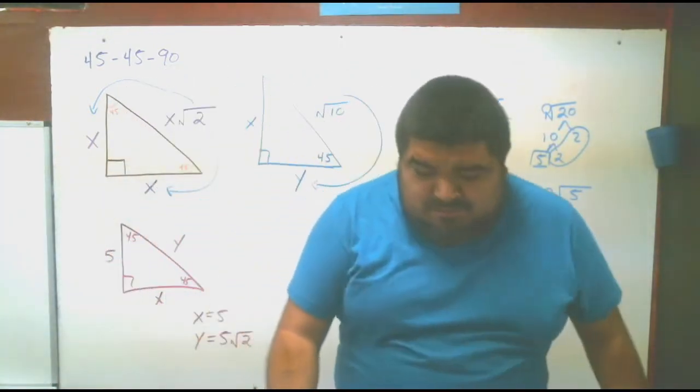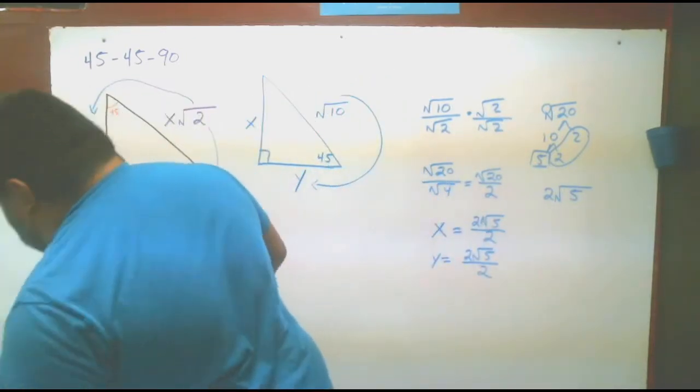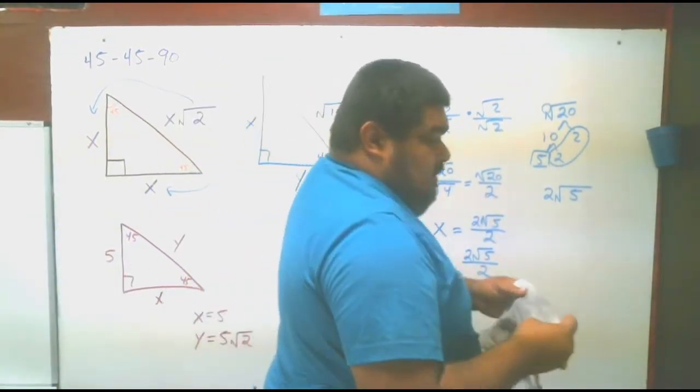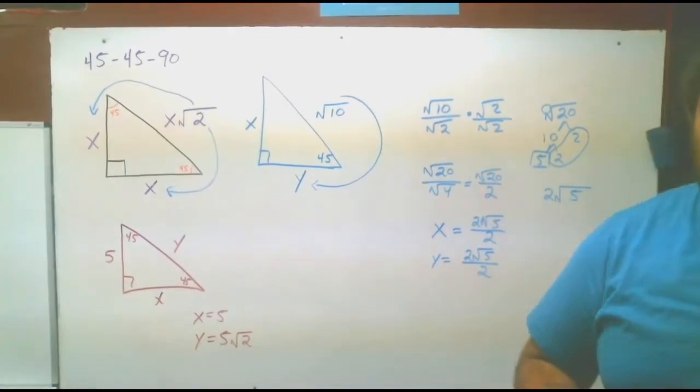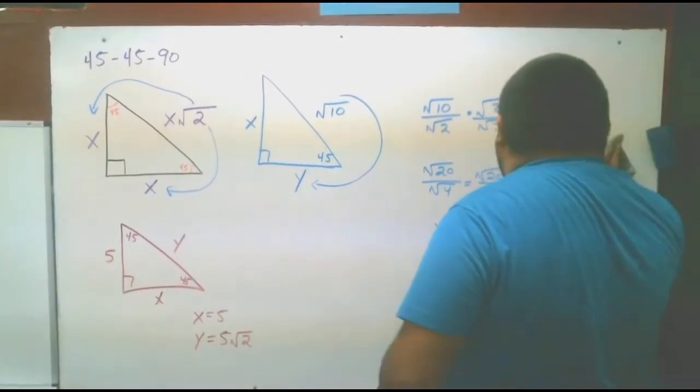Alright, that's one of them. The other triangle we're going to go over is, make sure you have everything in your notes. Alright, I hope everybody has everything in their notes.